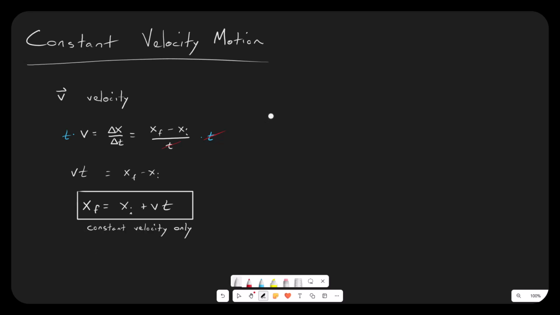Let's take a second and look at what this means. I have this equation, x final equals x initial plus vt, so I'll define the different variables in here: x initial, x final, v, and t. X initial is my starting position. X final is my ending position. V is my velocity, and t is the time elapsed.